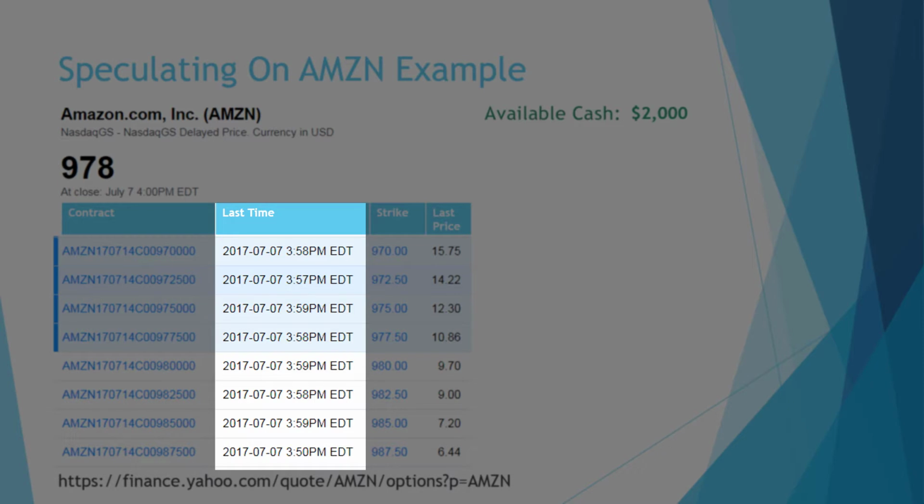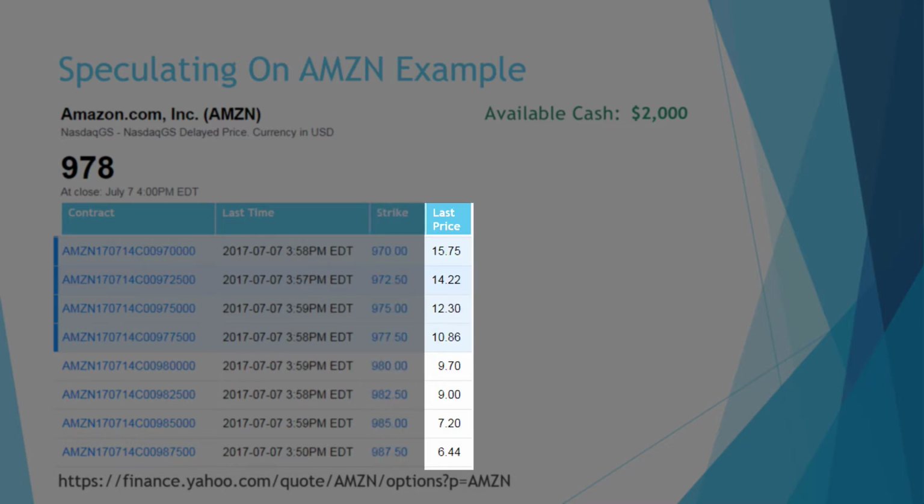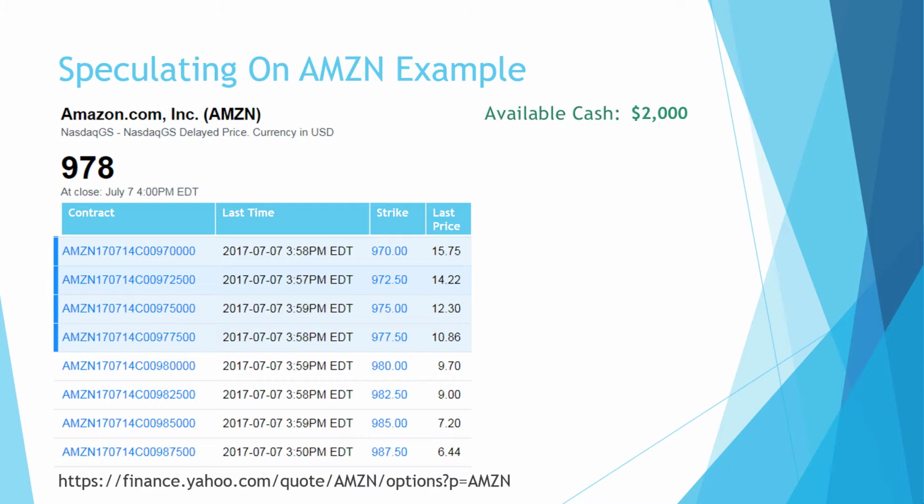The last time shows the last time this table was updated, and the strikes column shows the available strikes, and the last price column shows the last price that was traded. Because each contract is equivalent to 100 shares, I actually have to multiply the last price by 100 to get the actual cost of the contract. So with $2,000, I can afford to buy at least one contract at all the strikes shown on this table.